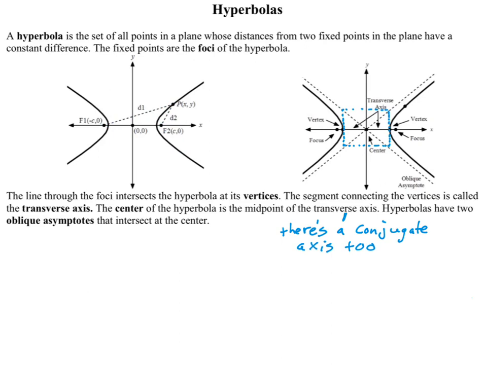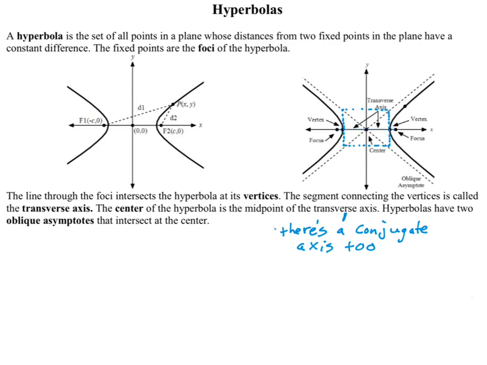To really get at this and be able to graph it, you have to know a few things about it. Hyperbolas also have vertices, just like your ellipse, just like parabolas. It has vertices on it, and the length between them is called the transverse axis.